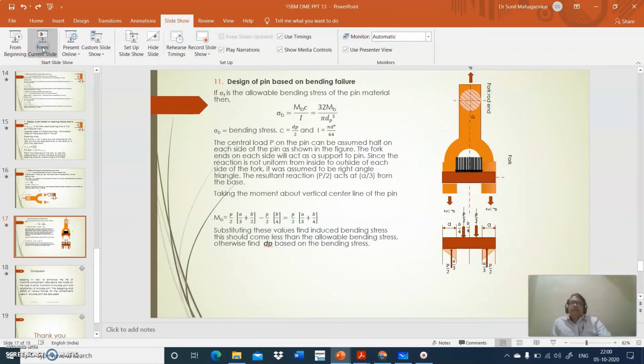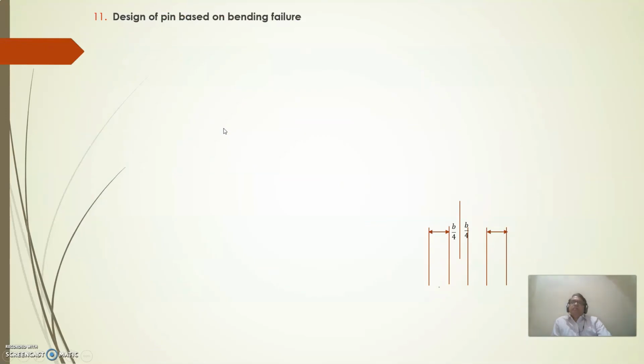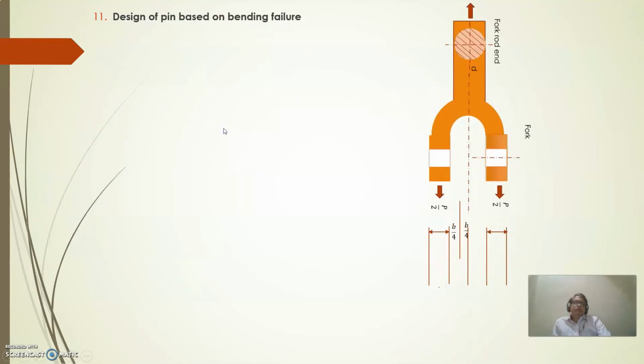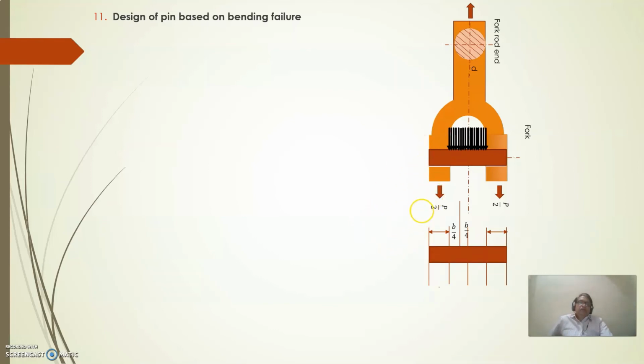From the current slide, the design of the pin based on bending failure. This is the pin, placed here in the fork, and the load taken as P is a central load. P by 2 acts on either side, at a distance of P by 4 from the center line O.